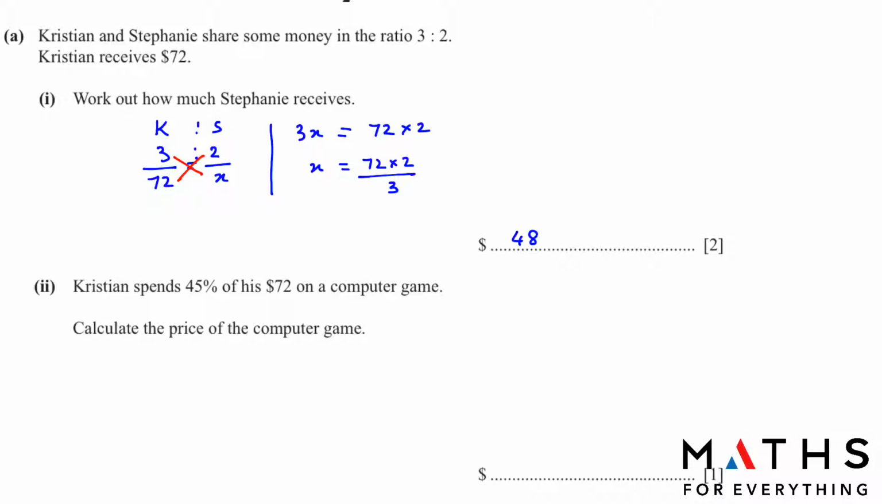Moving to A2, Christian spends 45% of his salary on a computer game. Calculate the price of the computer game. So out of the $72, he spends 45%. If the percentage is given to you, you divide by 100. This will give us 32.4. We'll write it as 40 because it is cents, so $32.40.